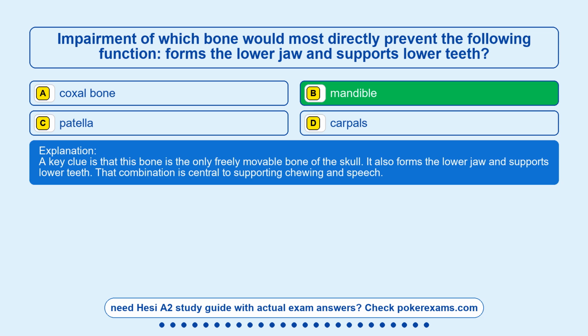A key clue is that this bone is the only freely movable bone of the skull. It also forms the lower jaw and supports lower teeth. That combination is central to supporting chewing and speech.